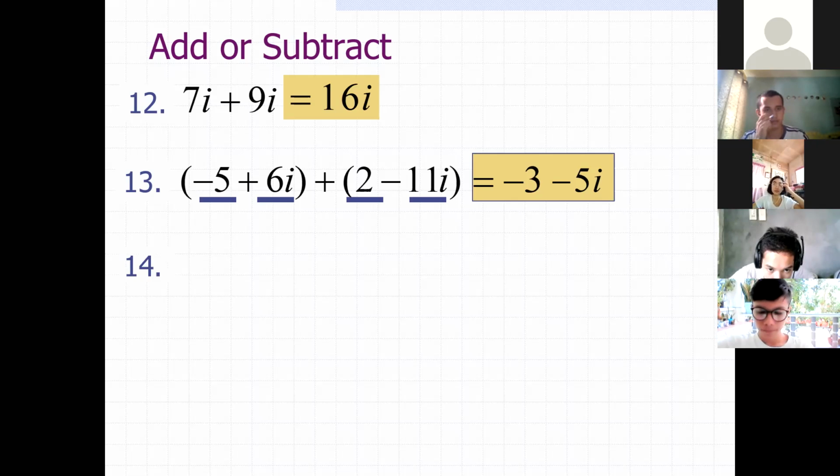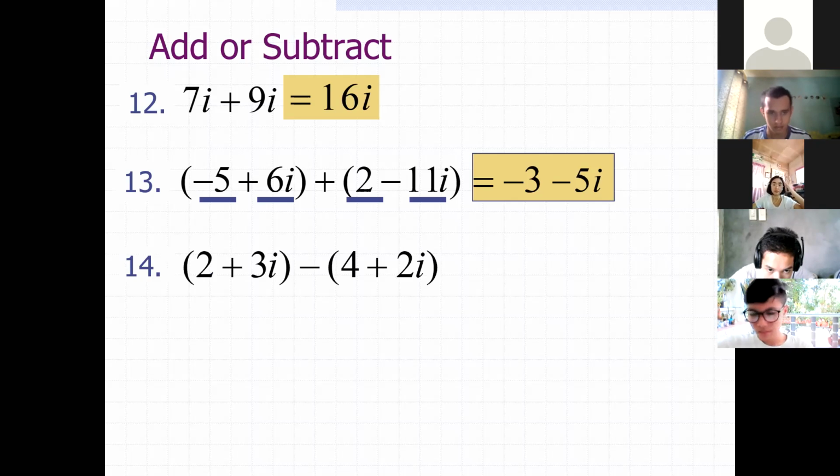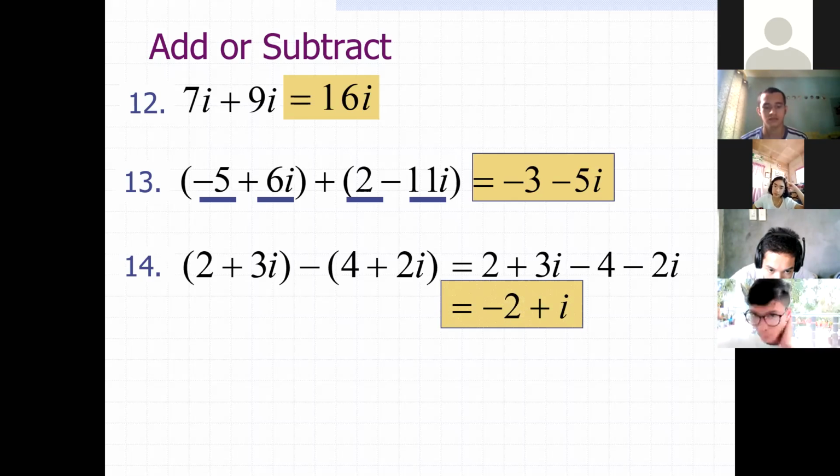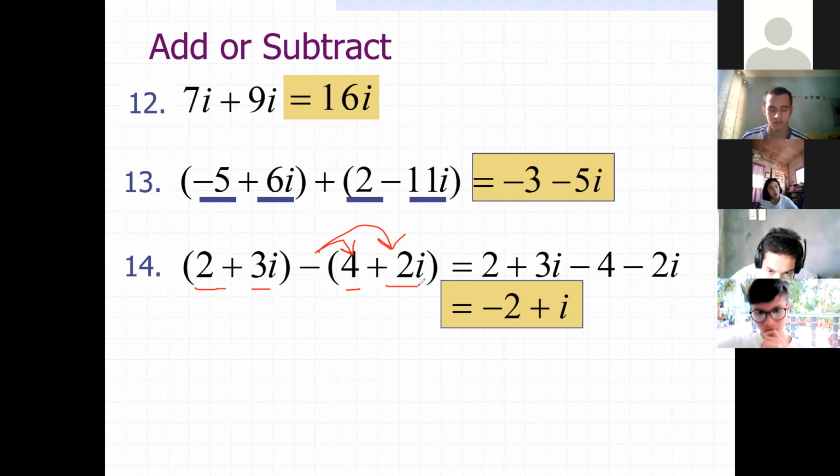Let's have this example: subtracting 2 plus 3i and 4 minus 2i. Starting off with 2 and 4, so 2 plus negative 4 is negative 2, and 3i minus 2i is i. In this case, it is simplified first by distributing the negative sign. Be careful, because you might only subtract 2 and 4 but then get 3 plus 2, which makes it 5. Right? This is the most common mistake committed by many students. So we have to simplify the expression first.